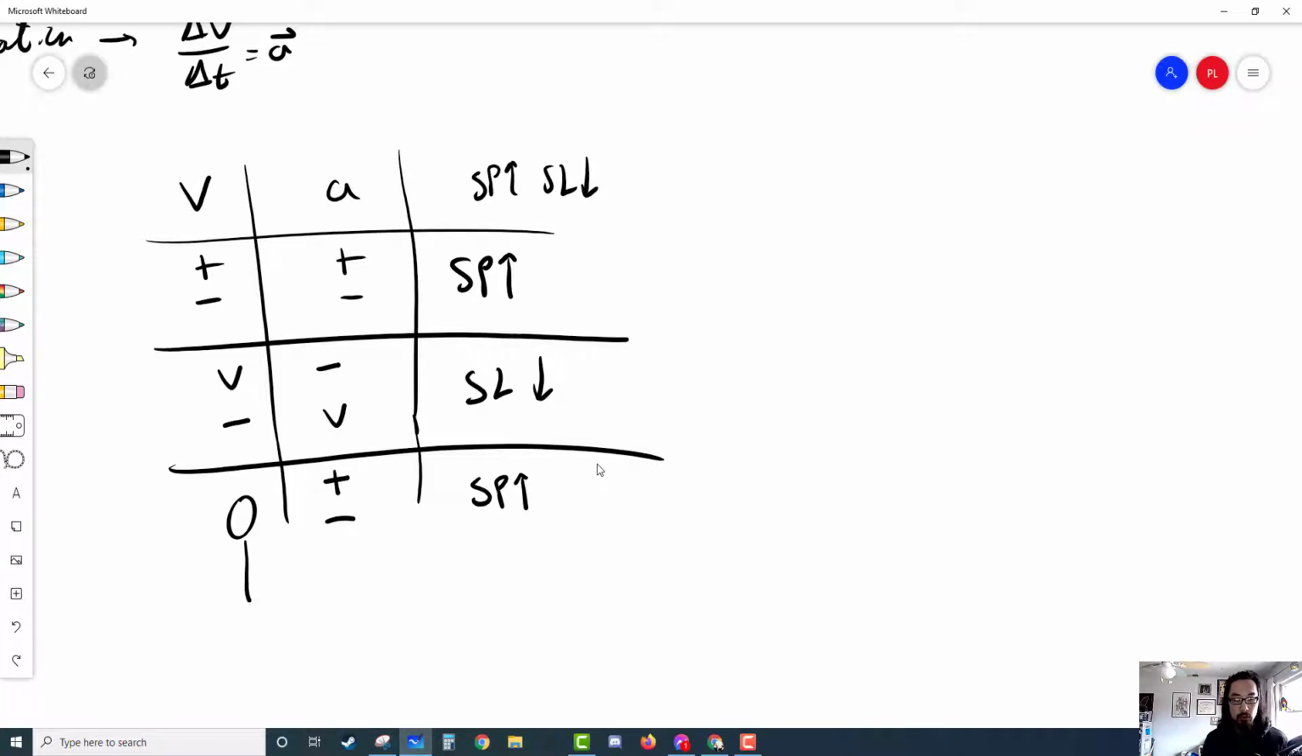Now, just so you know, if your velocity is 0, there is no motion for a brief moment, but then it starts to move, all right? But it starts to move. So I'll write that in.